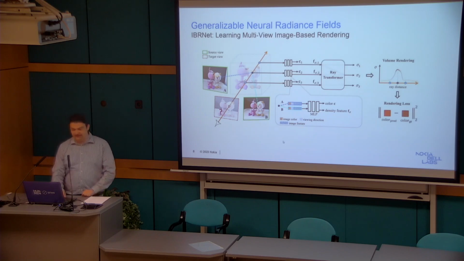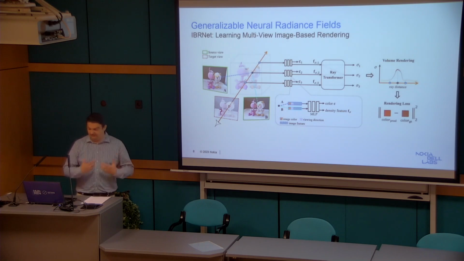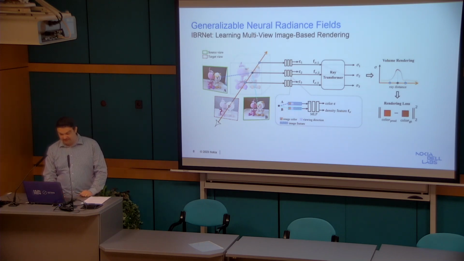So in this case, the input of the MLP is a little bit different. So we have the image color, we have the viewing direction, and this is an important part. We have an encoding and decoder network which is applied to these source views. So practically we have some features that are fed into this MLP. Typically a U-Net is used for that, but you can use whatever you want. And after that, this MLP will give us two things. It will give us the color and it will give us the density feature.